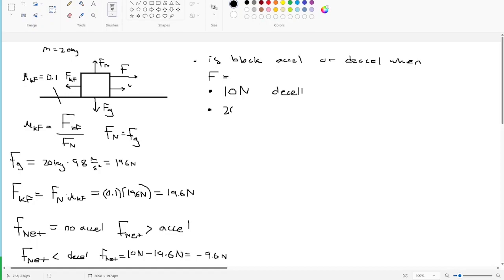Okay, so what about 20 newtons of force? Well, if we apply force this way, does it affect the kinetic friction? The answer is no. It does not affect kinetic friction in this case. That's because kinetic friction is proportional to the normal force, and the force that we're applying is not vertical. It is not in the same direction as normal force, so it will not affect normal force. Nor does it have any components that will affect normal force.